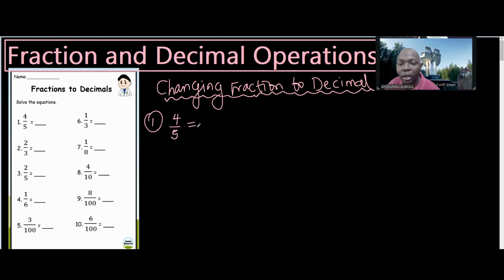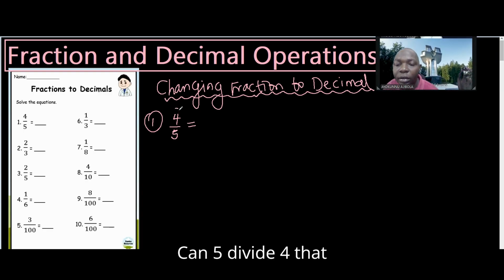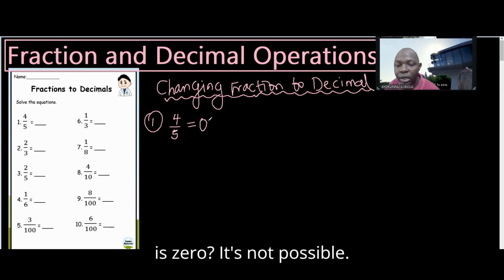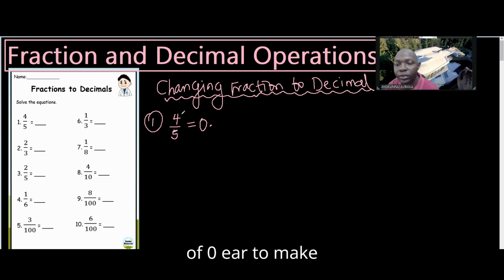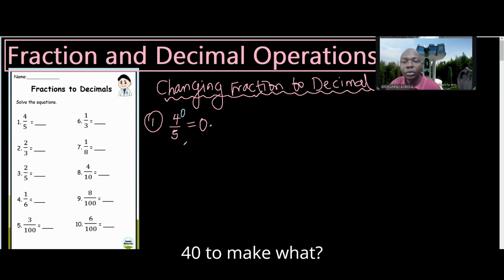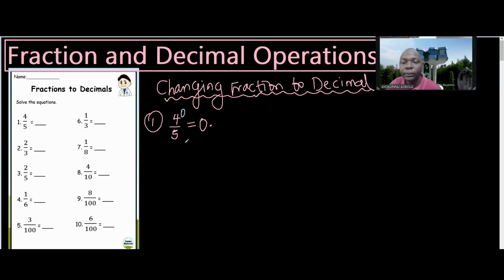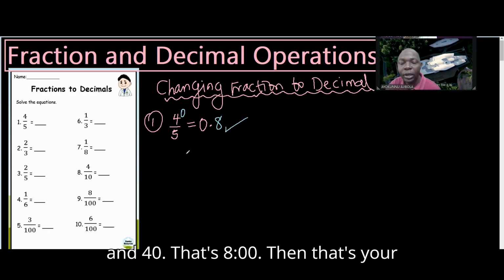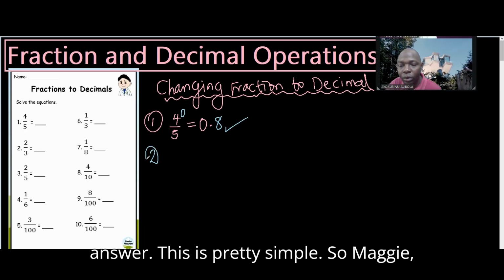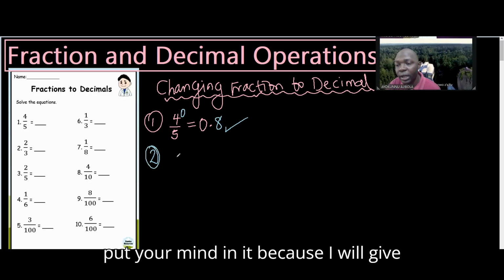So the first fraction we have is 4 over 5. Okay. Can 5 divide 4? That is 0. It's not possible. Then you introduce a kind of 0 here to make 40. So how many 5 goes in 40? That's 8. Then that's your answer. This is pretty simple. So Miggy, put your mind in it because I'll give you classwork.